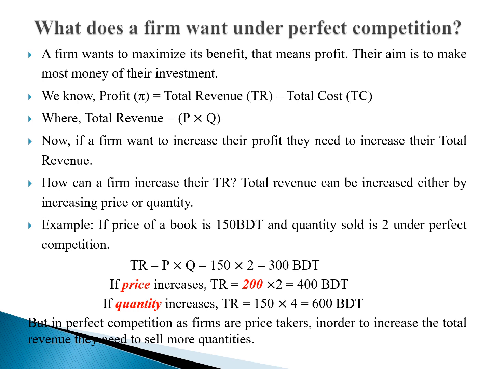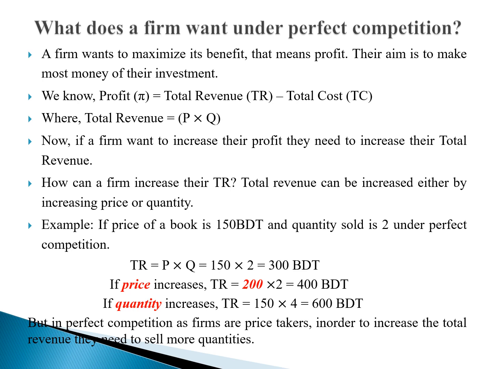Now, how can a firm increase their total revenue? Total revenue can be increased either by increasing price or quantity. Now let's look at an example. Suppose under a perfectly competitive market of books, the price of a particular book is 150 BDT and the quantity sold is 2. Then total revenue would be equal to price times quantity, which is 150 into 2, that is equal to 300 BDT. So the total revenue earned by selling these two books at 150 taka is 300 taka.